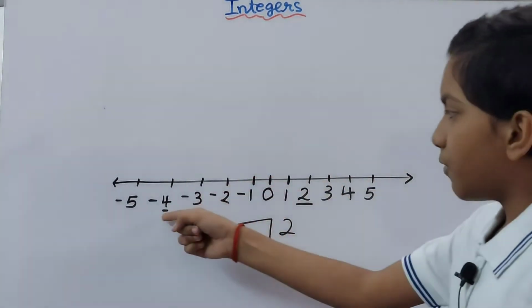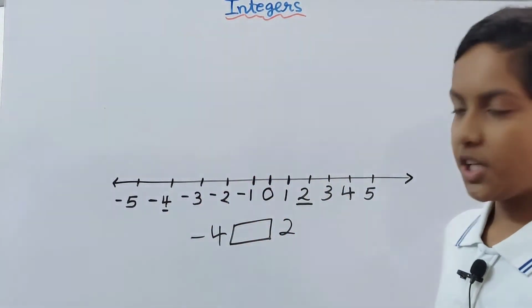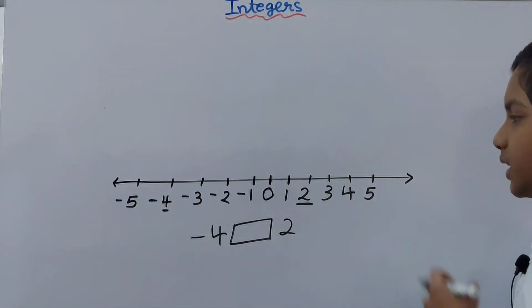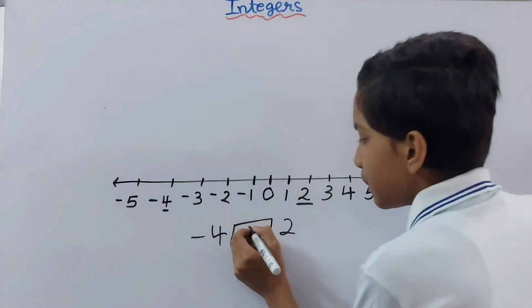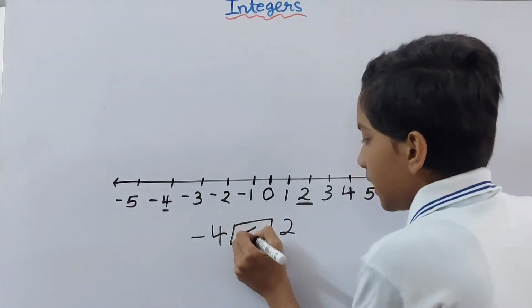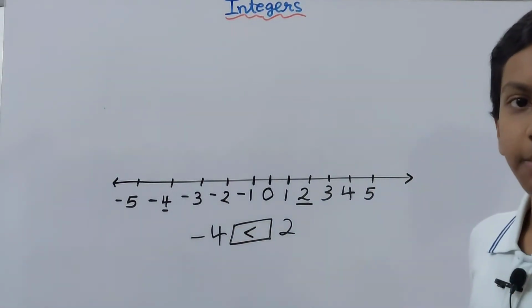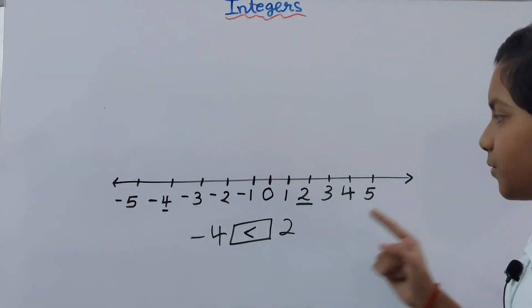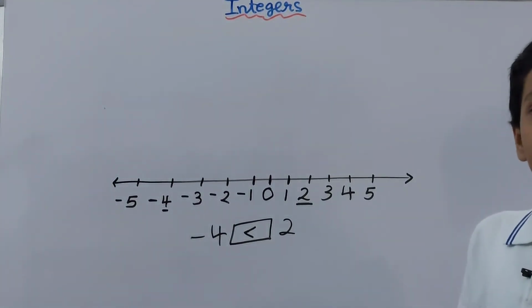And if you say over here negative 4, it is to the left of your number towards 2. So this will be small. It will not be greater, and this is very important. Many of you might get confused. So minus 4 is smaller than plus 2.